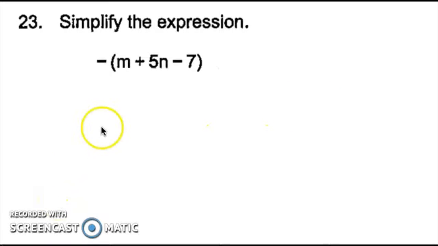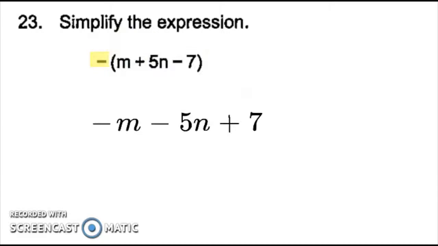23 is asking you to simplify the expression. We have a negative in front, which means we're going to distribute that into everything here. So basically we're changing all the signs. So we'll have negative m minus 5n plus 7 for your answer for number 23.